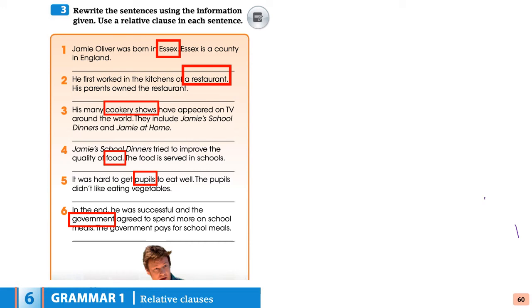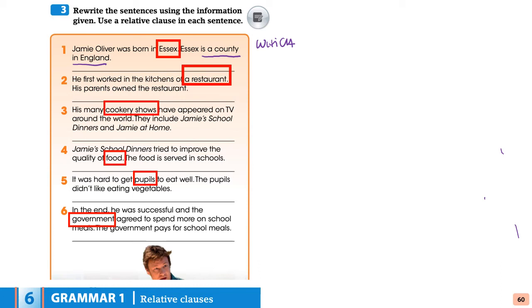Okay, so what I have to do is look for some information about Essex in the second sentence. And here it is. It's a county in England. Alright, so here we go. Jamie Oliver was born in Essex, which is a county in England.